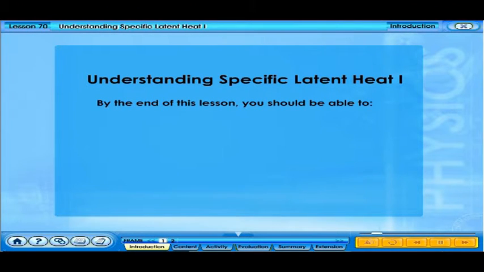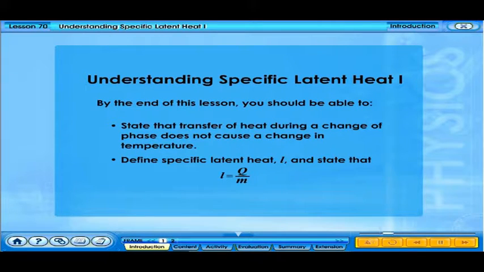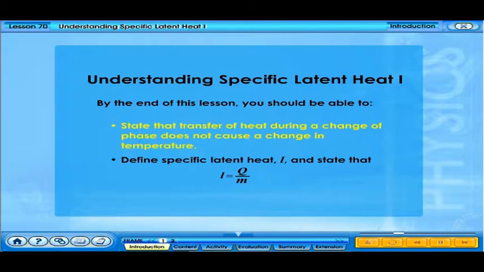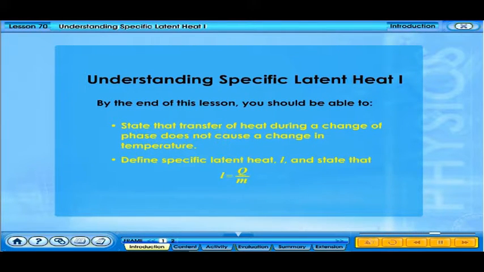By the end of this lesson, you should be able to state that transfer of heat during a change of phase does not cause a change in temperature. Define specific latent heat and state that L equals Q over m.